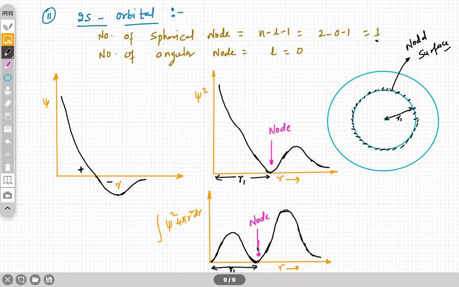Psi square is the probability density function. I have discussed this in the Schrodinger wave equation. Psi square represents the intensity of the electron at a point. If psi square is maximum, the probability of finding an electron is maximum because the intensity of the electron is maximum. You can compare psi with the amplitude of a light wave, right? And psi squared you can compare with the intensity of a light wave.